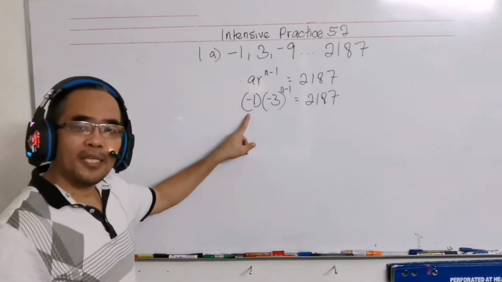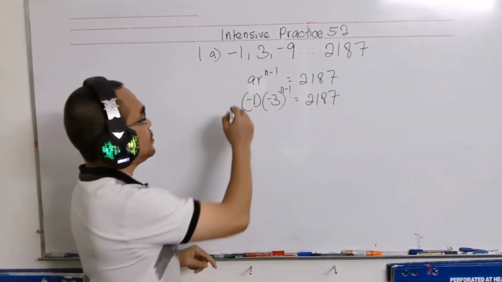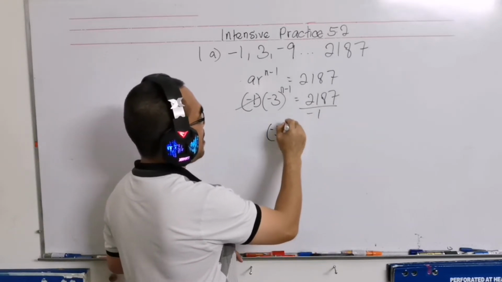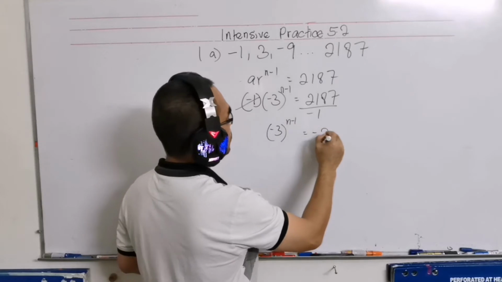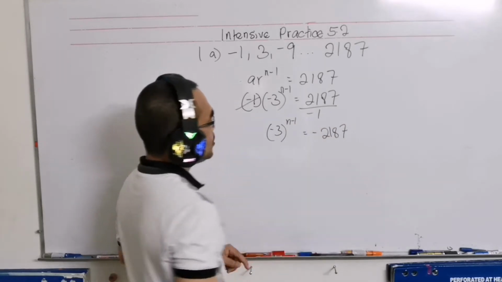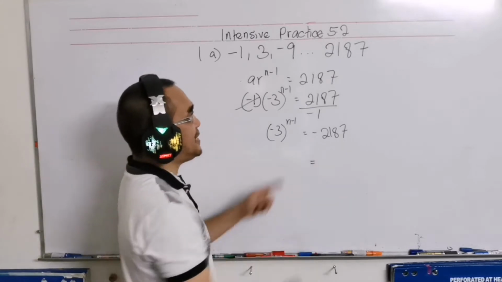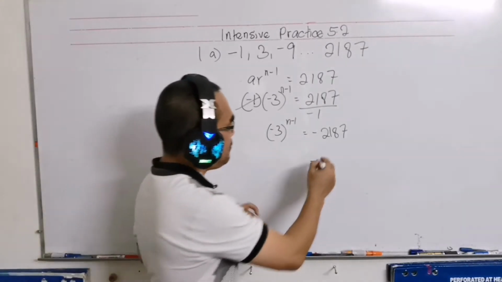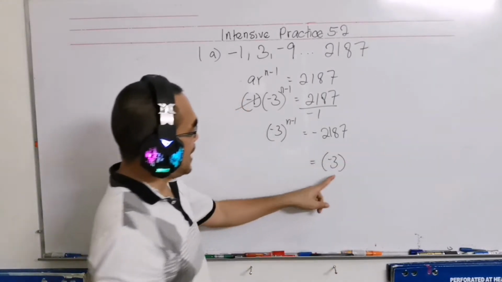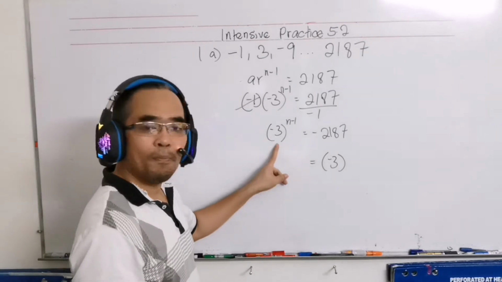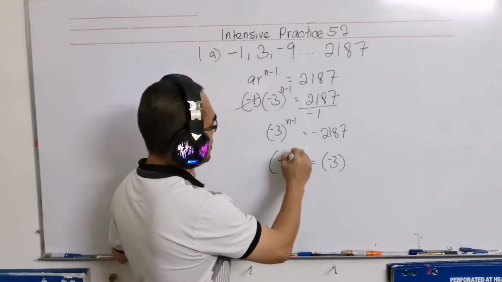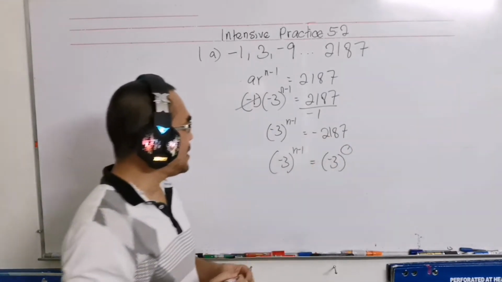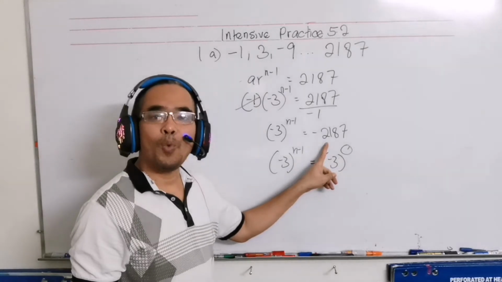So how do we solve this? First, you bring this negative 1 to the other side, so it becomes over negative 1. So this is negative 3 to the power n minus 1 equals negative 2187. Because this is one of the numbers in the arrangement, if you change this to the equal base here, you are sure to get a power. This has to be a power that will get to negative 2187.